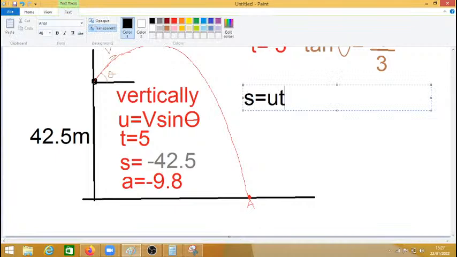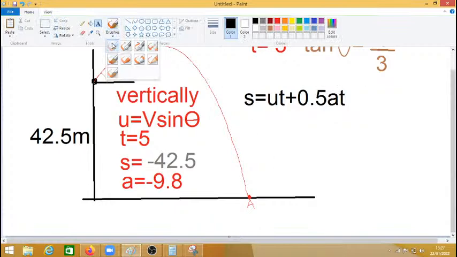So s equals ut plus half at squared. Let's see if this is going to give us what we want. We're trying to get a number for the initial speed here, the v. So s, we know that, that's minus 42.5. The u, we've got an unknown expression for. t is known, 0.5 is fine, acceleration is known, and the t is again known. So it looks like most of it we know, we just don't know the u. So that's a brilliant formula to use. So let's put everything in.